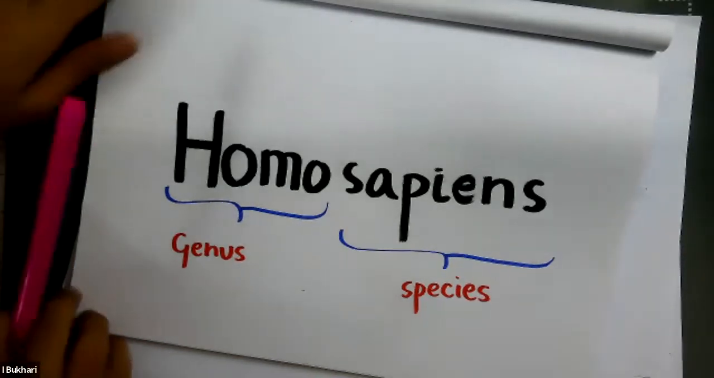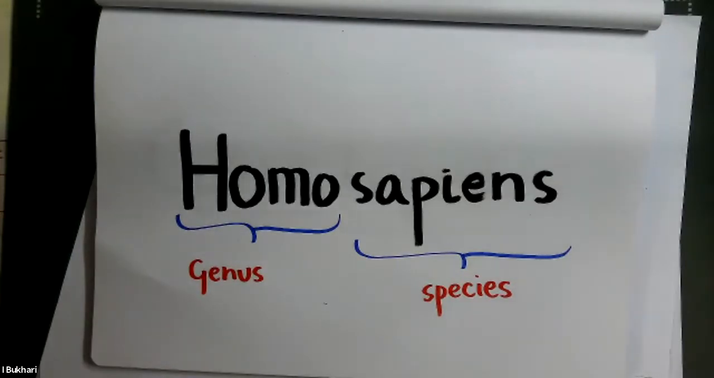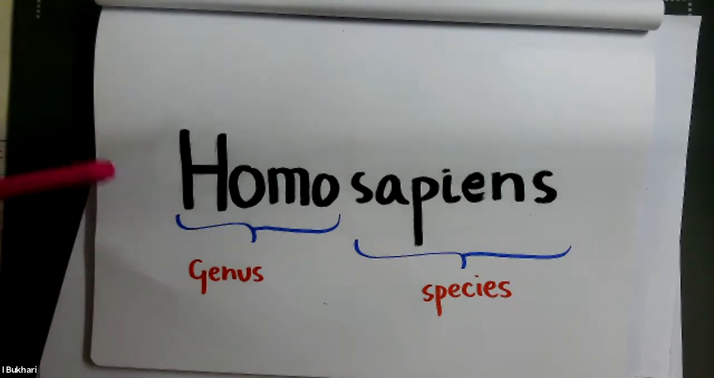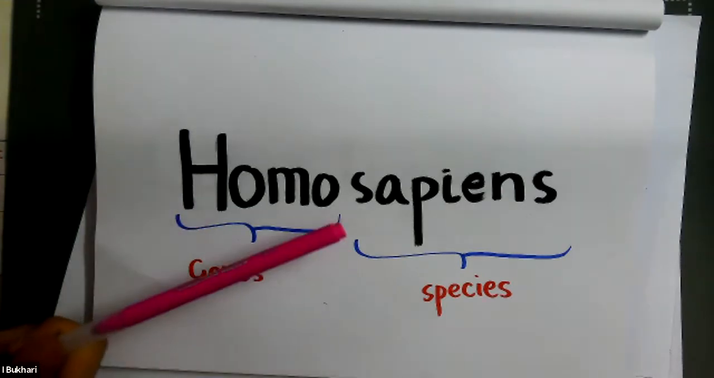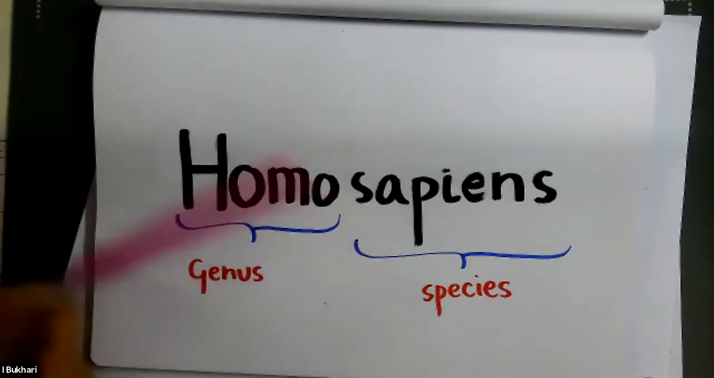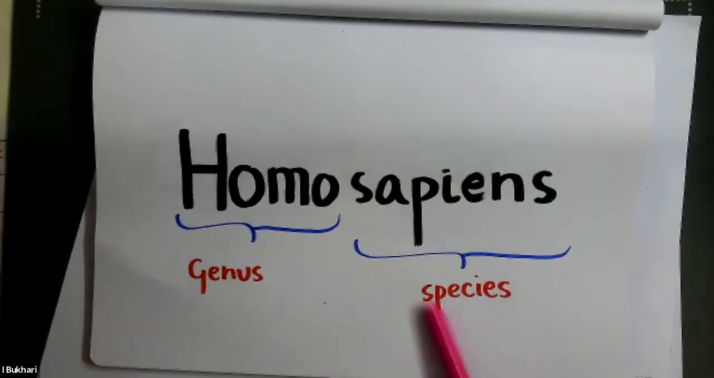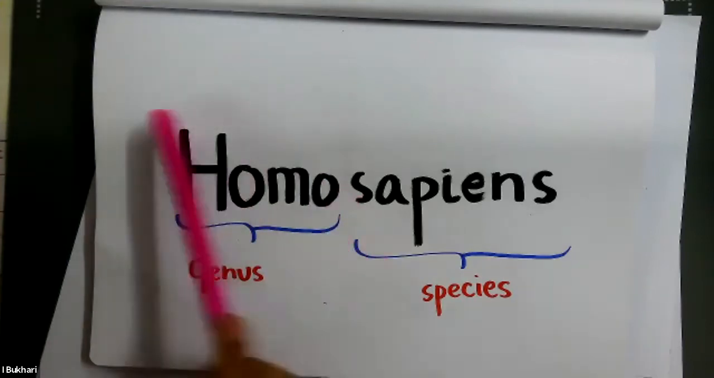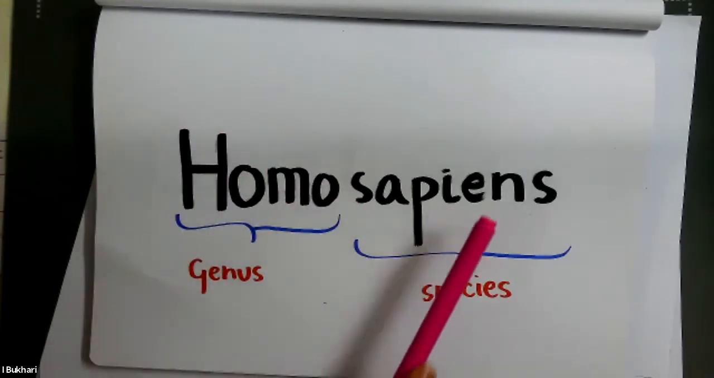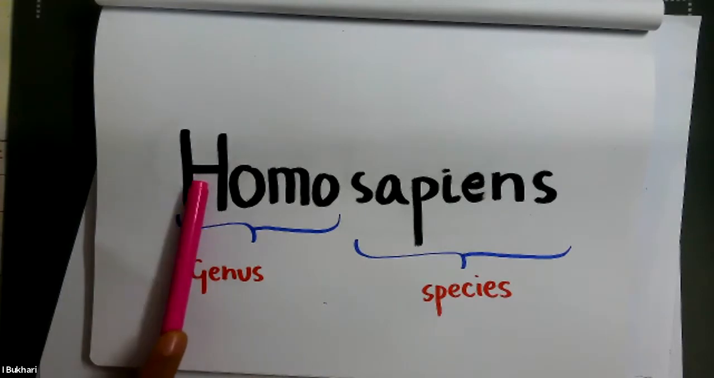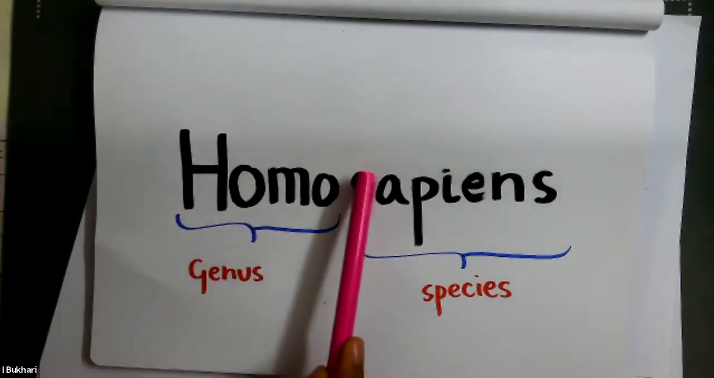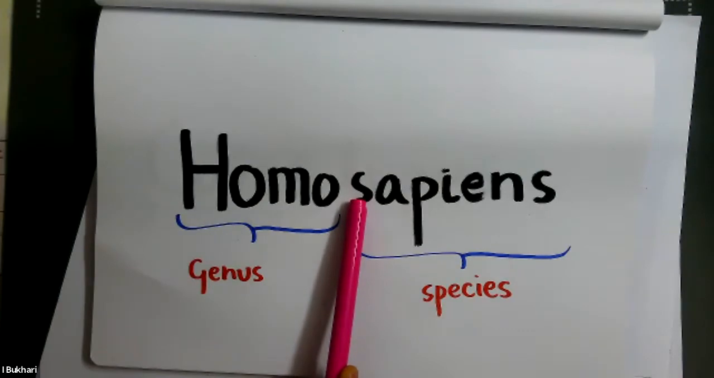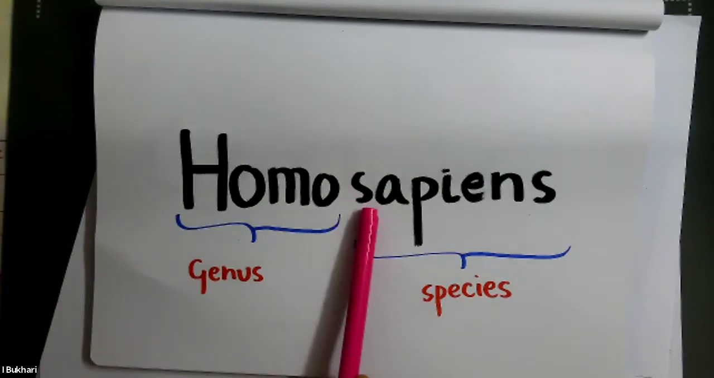Even though in normal life we always write the first name first and the last name last, over here things are a bit different. Homo is written first, sapiens is written later, even though species is a more specified degree of division. Genus is not, but we still name it as Homo sapiens. The first letter is always capital, and the second word is always in lowercase.